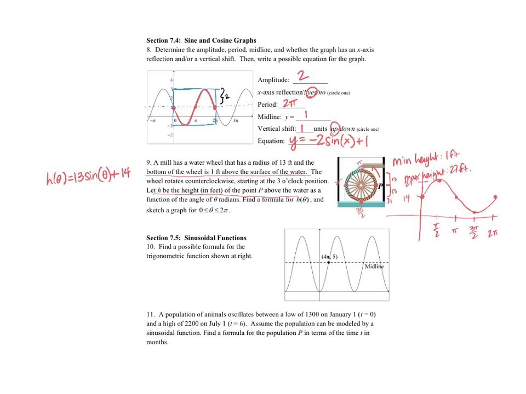Okay. The next one, I'm asked to find a possible formula for the trigonometric function shown at the right. And so the first thing I like to do is put a box around where everything is and try to figure out, so I'm going to put a box maybe like this around one period of my function. And so what it looks like to me is that this is an upside down cosine function.